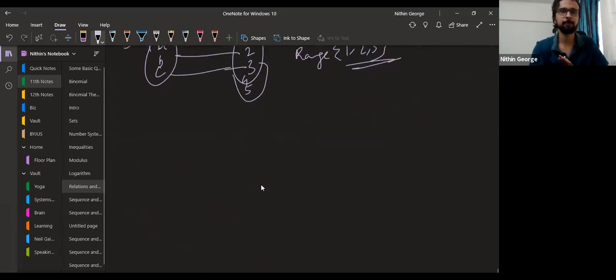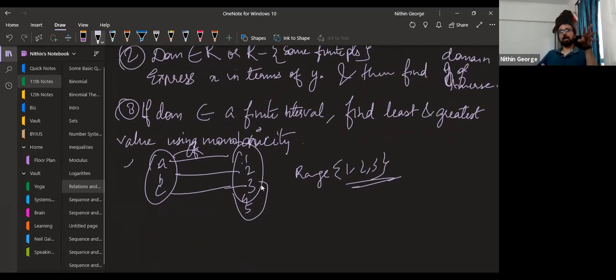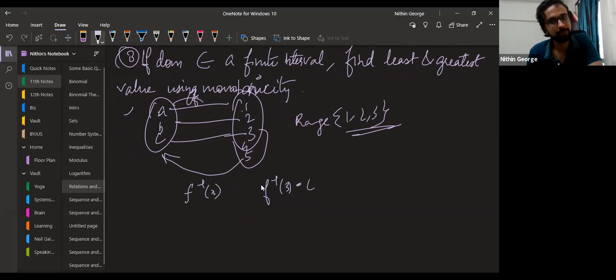Okay. Now the second point says, if the domain is the set of all real numbers or R minus some finite points, you have to express x in terms of y. Then find the domain of the inverse. As in, what are we talking about? We will find the inverse function. Okay, so I'll define f inverse such that f inverse of 3 is C, f inverse of 2 is B, f inverse of 1 is A. Okay, so this is the inverse function.